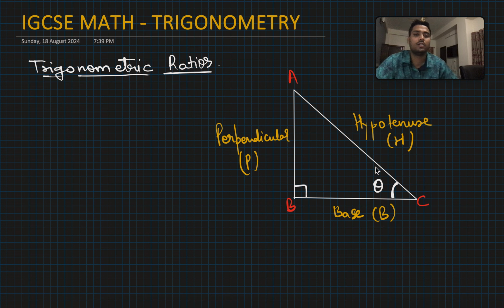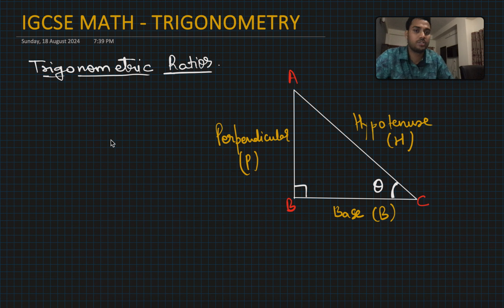To remember these three sides, we can always check the reference angle. If the reference angle theta is at B, the side opposite to the reference angle is always the perpendicular side, the adjacent side is the base, and the longest side is always the hypotenuse. Hypotenuse is also exactly opposite to the vertex where we have the right angle. So at B, the opposite side is always going to be the hypotenuse. I hope this is clear.